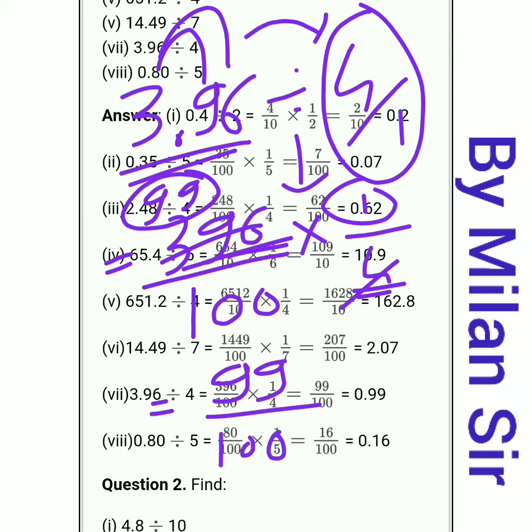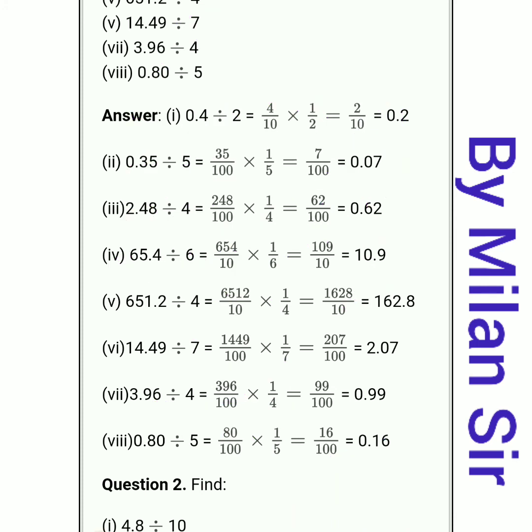Now in the denominator we have two zeros. So in the numerator, before two digits we need to put the decimal point. So before 99 we need to put the decimal point, and before that nothing is remaining, so 0. So we will get the answer 0.99.